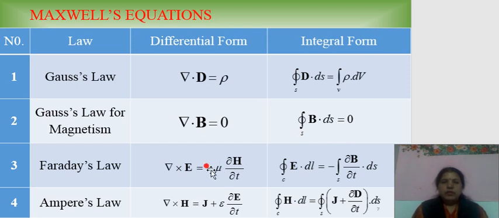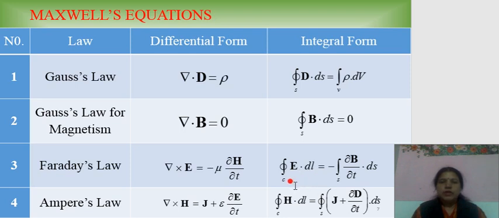For the third equation, Faraday's law is used. What is that? This represents curl. Del cross, or you can say curl of E is equal to minus mu partial derivative of H. This is differential form. Integral form, closed contour integral over contour C of E into dl is equal to minus the integration of partial derivative of B with respect to t, into ds. What is this? Contour means that the path is given here, dl. The path is given, hence the symbol C is used here.